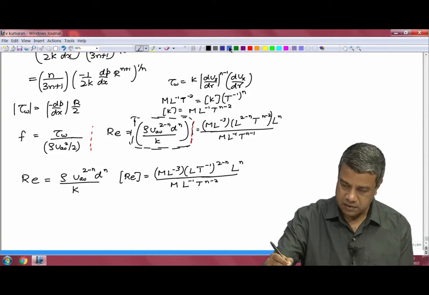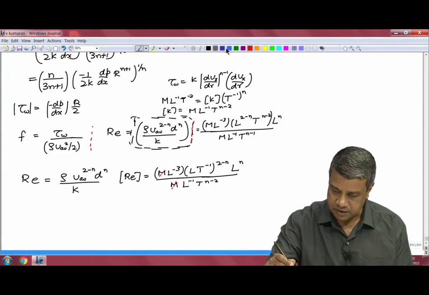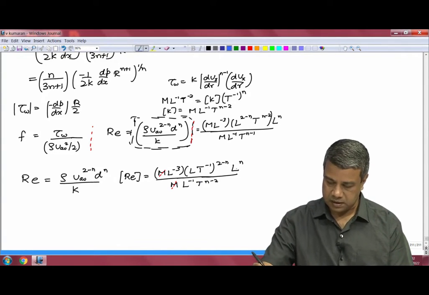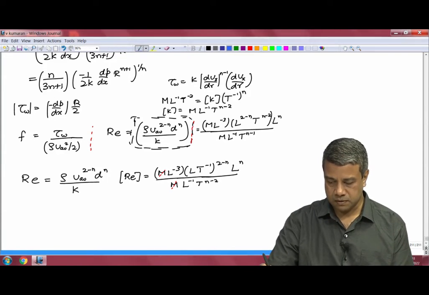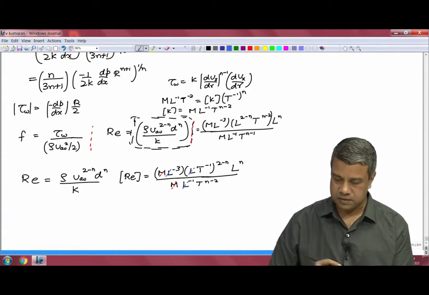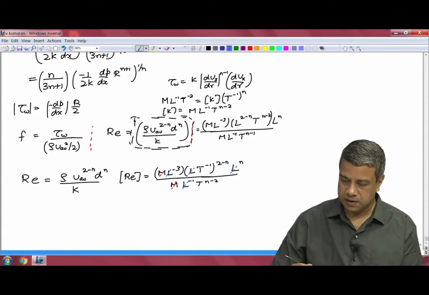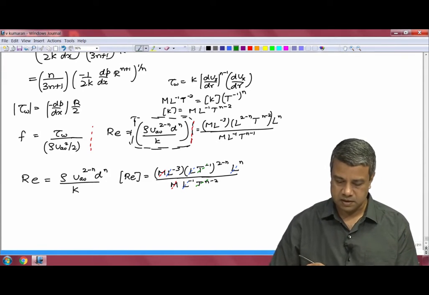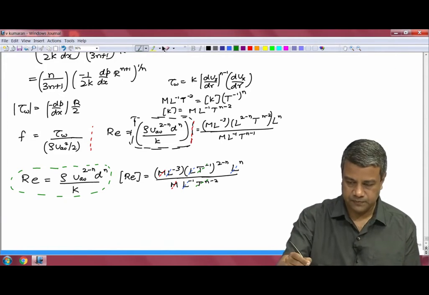And you can see that the mass dimensions will cancel out. The length dimensions in the numerator have L power minus 3 and L power 2 minus n and L. So, 2 minus n plus n gives you 2, minus 3 is minus 1, and therefore, in the denominator also have minus 1, and these will cancel out. T inverse power 2 minus n, which is T power n minus 2, which is the same as that in the denominator. So, this is dimensionless. Therefore, this is the definition of the Reynolds number for a power law fluid.